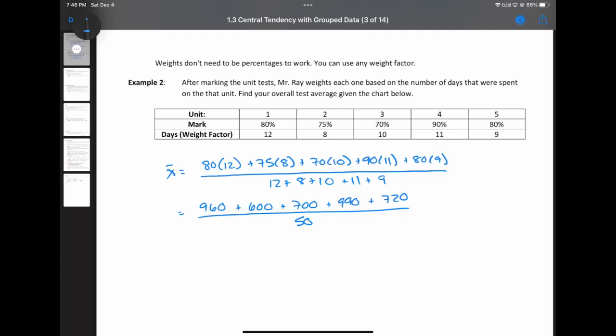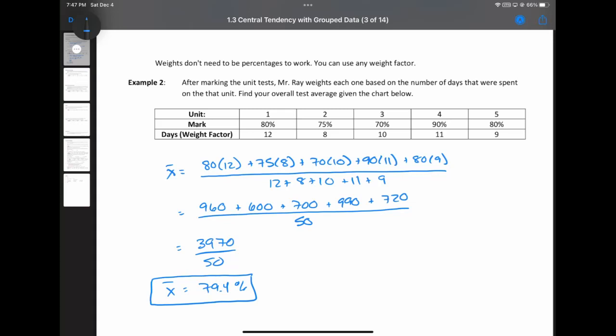Okay, now I'm actually going to use my calculator because I don't feel like keeping track of that many digits in my head at once. 960 plus 600 plus 700 plus 990 plus 720 is 3,970, divided by 50. And when we do the division, I get that the mean, the weighted average, is 79.4. And I'm going to write percent there. I can write it in my last step the same way that if I was doing a distance, I would write meters or kilometers in my last step. That's okay. I'm just including the units.